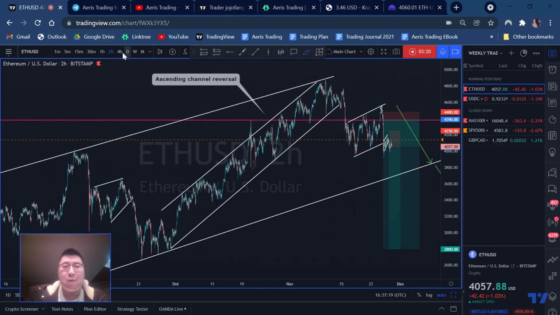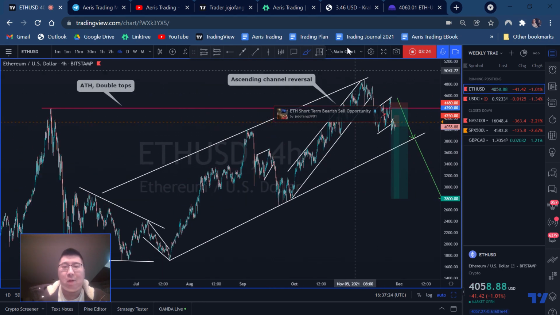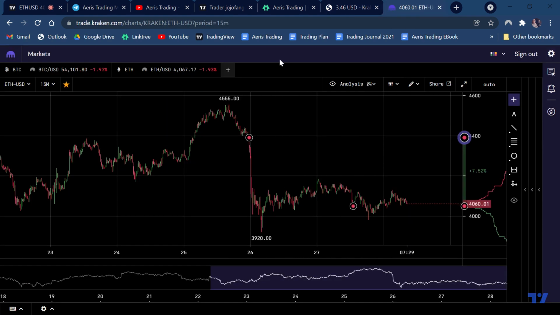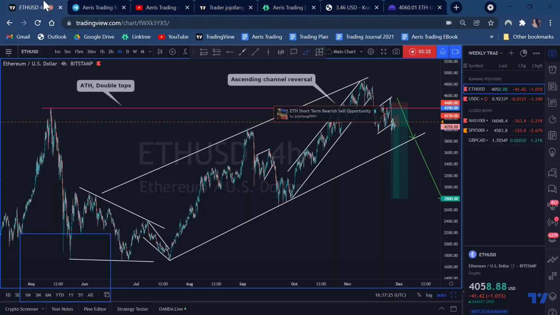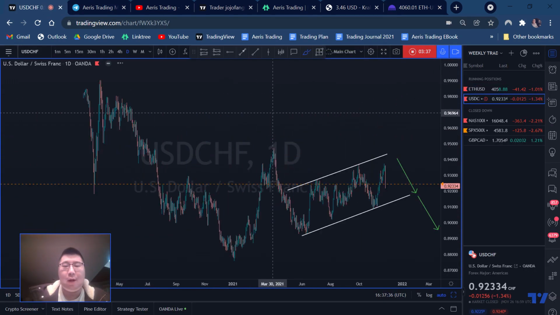I like the overall price action here, and the higher time frame and lower time frame basically give me that good bias here. So, like I said, currently running about 3.2% right now on these two sells on my crypto account. So that's Ethereum. Let's talk about Dollar Swiss here. So Dollar Swiss, we look at the higher time frame.